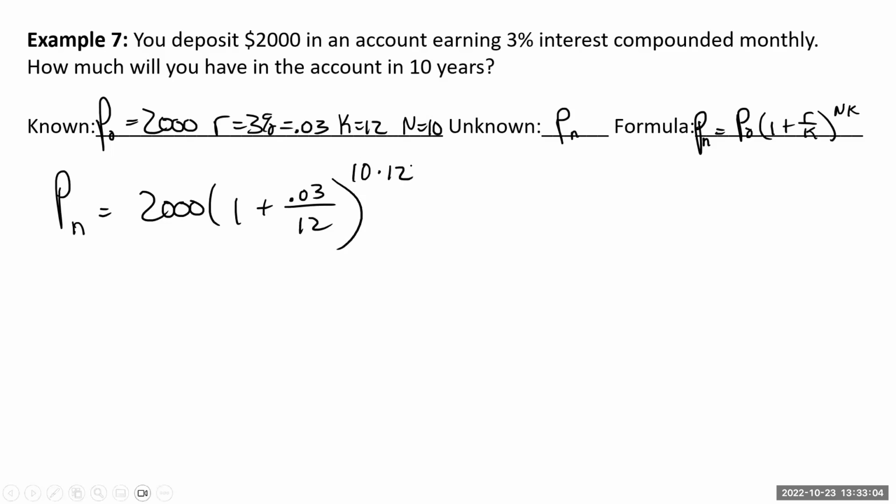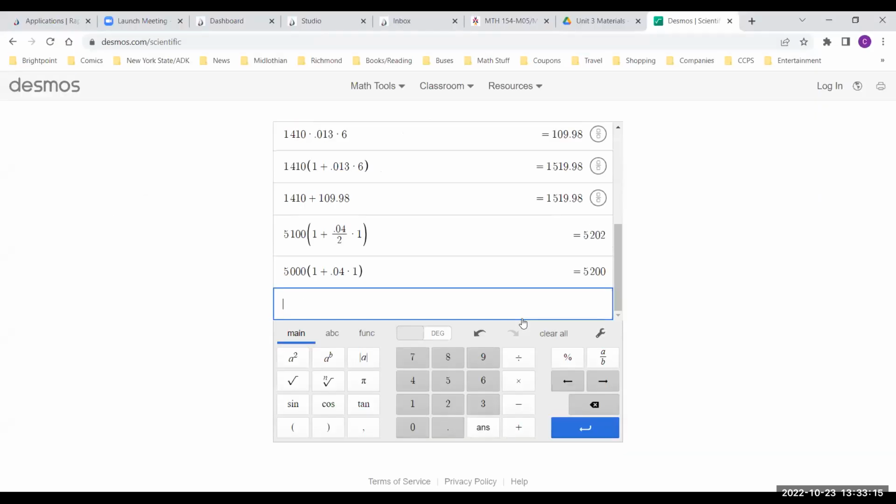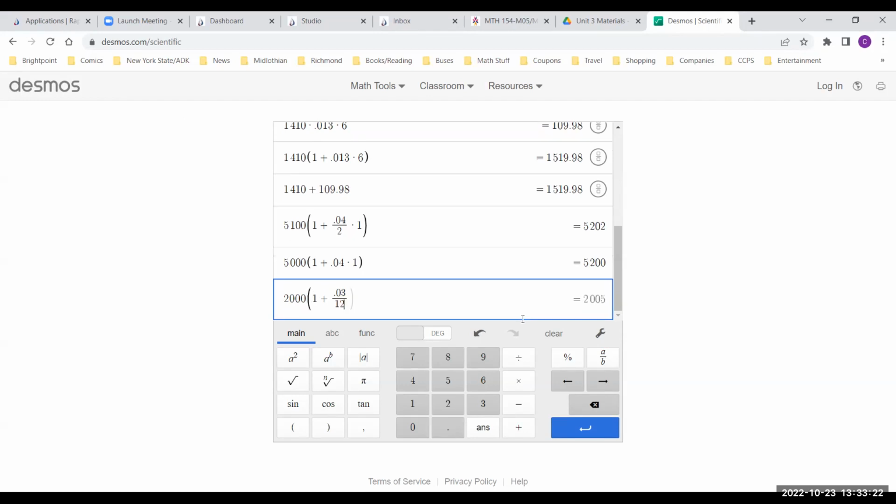Now, we want to be fluent with our calculator here. We want to be entering everything in one step. Don't enter what's inside the parentheses and then try and round it off. You don't want to do that. Same thing we did with simple interest. So we've got 2,000 times (1 plus 0.03 over 12).